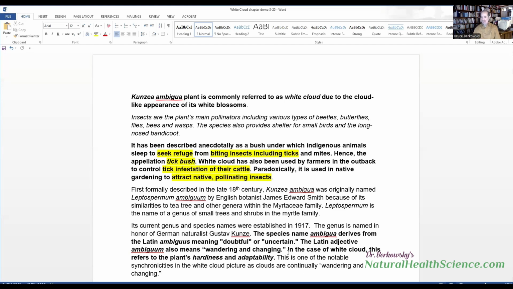So insecurity may be another term that may work in here. But here's another term. The Latin adjective ambiguum also means wandering and changing, which brings us back to this animal quality. But in the case of white cloud, this refers to the plant's hardiness and adaptability.